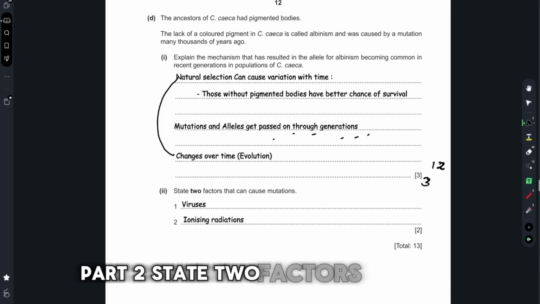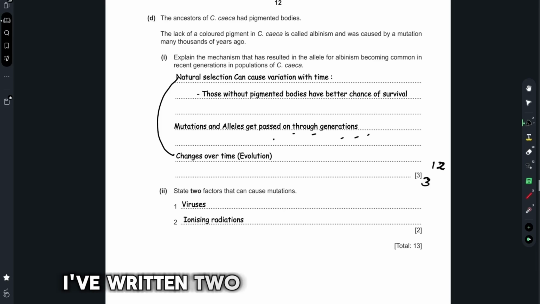Part 2. State 2 factors that can cause mutations. I've written 2 factors here for you.